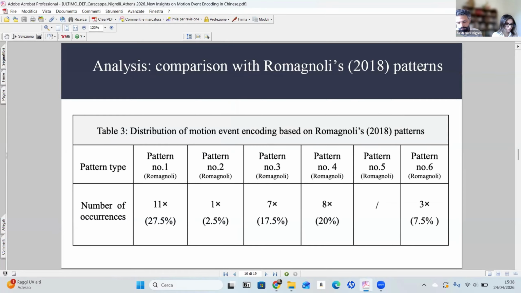Focusing on the analysis of motion event encoding patterns in Chinese, the results show that speakers display a high degree of structural flexibility in encoding motion, path, and manner. As already mentioned, the data of the present study were compared with the motion event encoding patterns identified by Romagnoli. As will be shown below in the examples from 1 to 6, all the patterns identified by Romagnoli turn out to be attested in the present dataset, except for pattern number 5, as shown in table number 3.